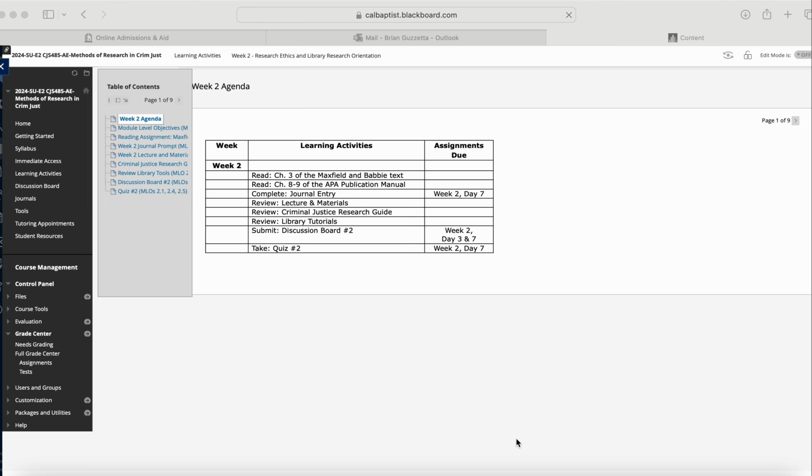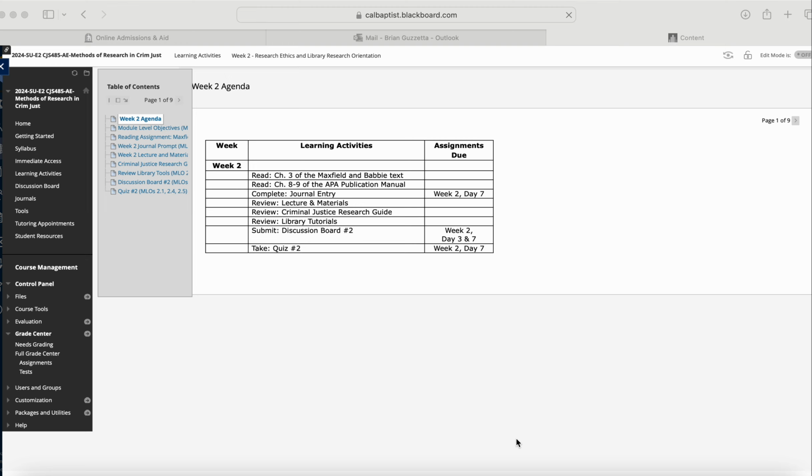We also are going to introduce you to our CBU library that has an endless amount of information available that you can utilize most specifically for some of your literary review materials, some of your references, and have access to that, like I said, almost endless amount of information available through our library.